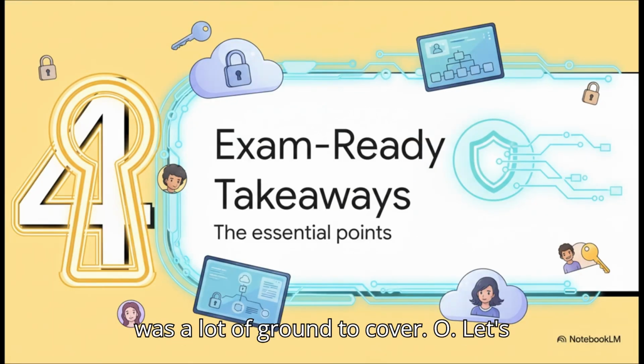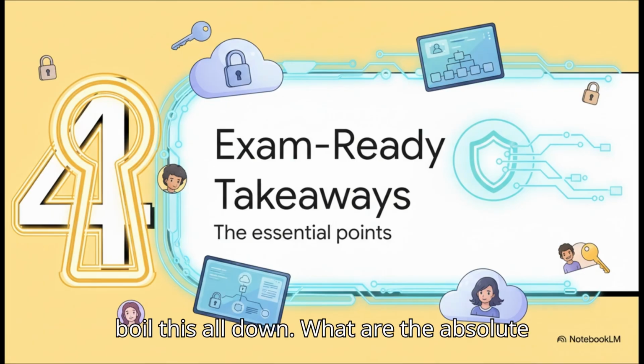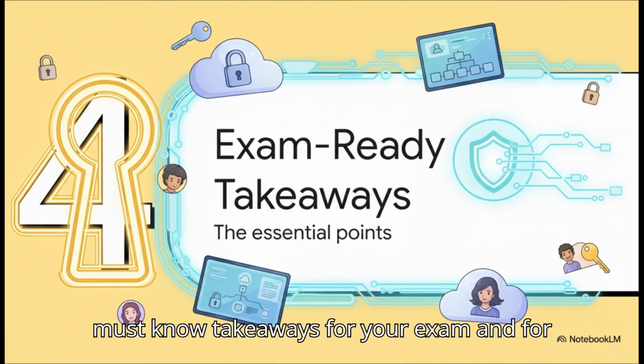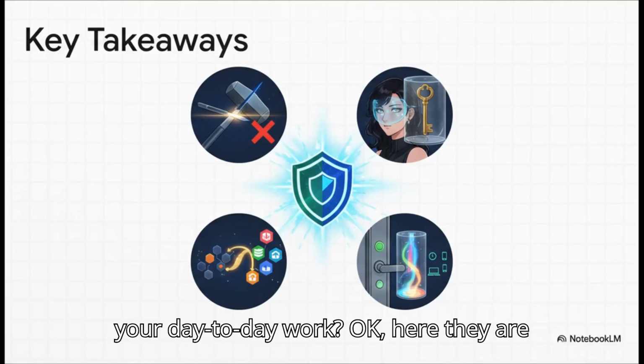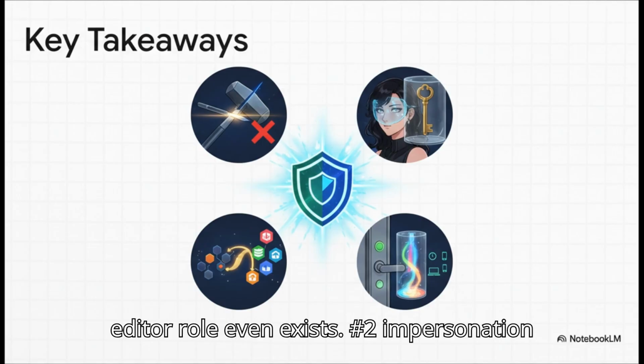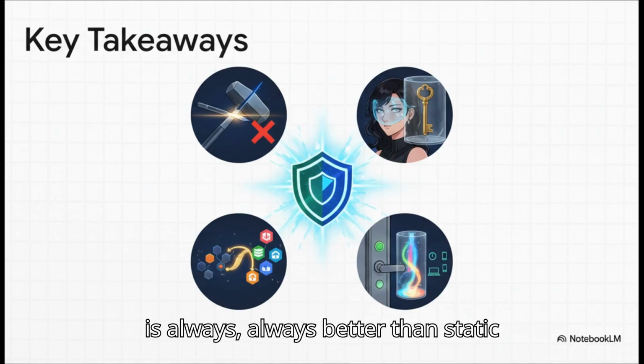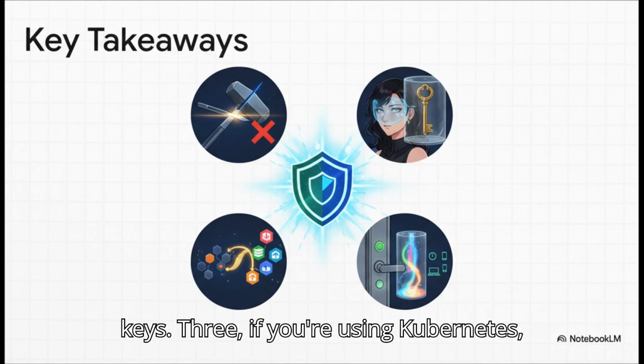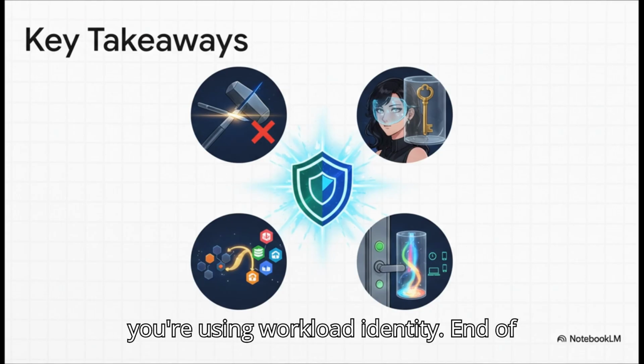All right, that was a lot of ground to cover. So let's boil this all down. What are the absolute must-know takeaways for your exam and for your day-to-day work? Okay, here they are. Number 1, least privilege is the law. Forget the editor role even exists. Number 2, impersonation is always, always better than static keys. 3, if you're using Kubernetes, you're using workload identity.